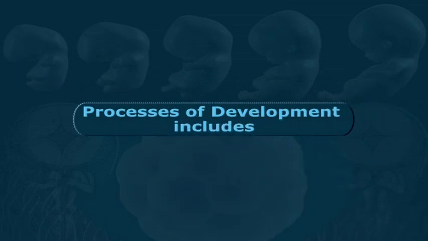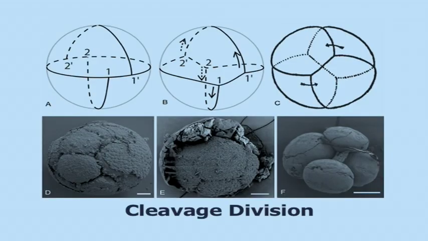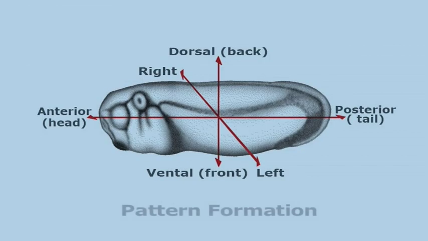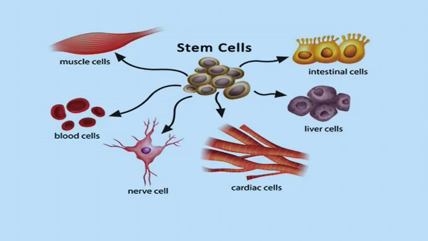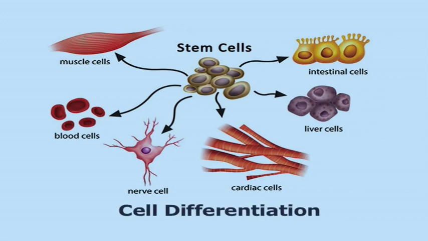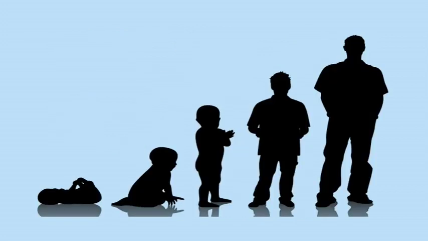Processes of development include cleavage, division with no increase in cell mass; pattern formation, that includes anterior and posterior, and dorsal and ventral axes forming a coordinate system; morphogenesis, taking 3D form, for example seen in the neural crest, which migrates far; cell differentiation, where cells become structurally and functionally different; and lastly growth, where cell multiplication is observed with increase in cell size and deposit of extracellular material, for example bone, shell.